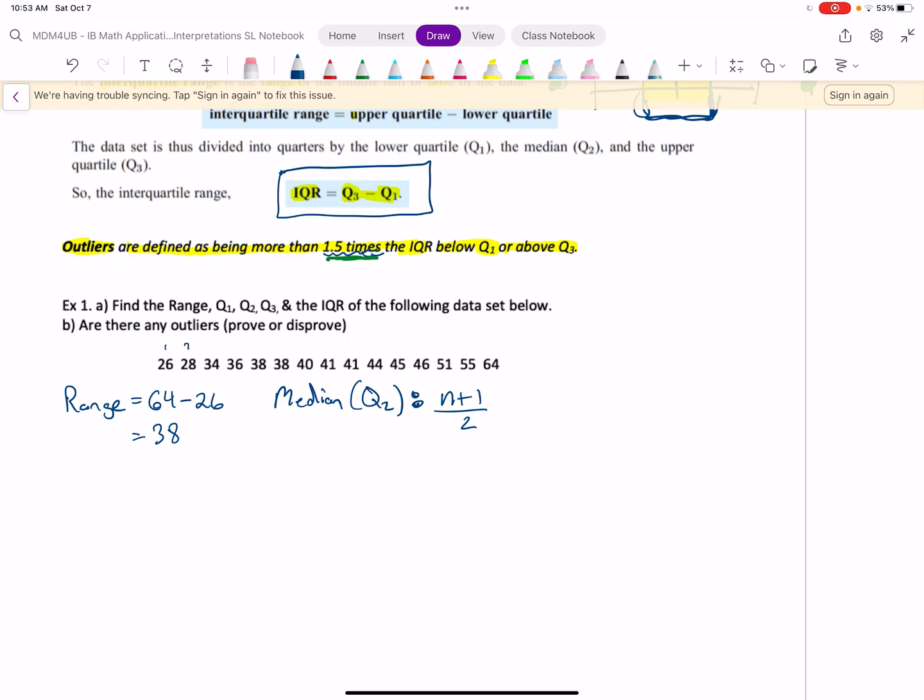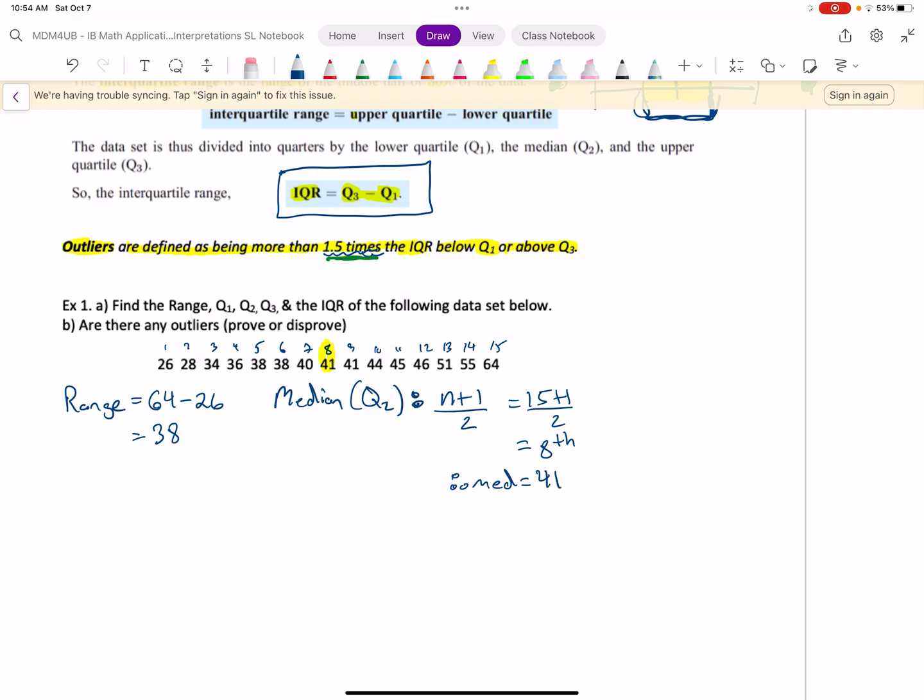So I've got 1, 2, 3... So I've got 15 data points. So I've got 15 plus 1 over 2, so that's going to be my 8th data point. So I go to my 8th data point. That's easy. So therefore my median is going to be 41.